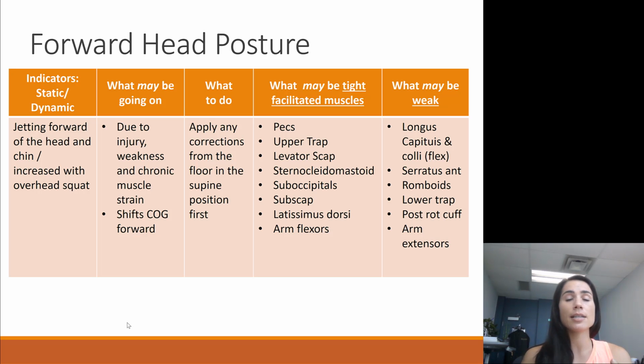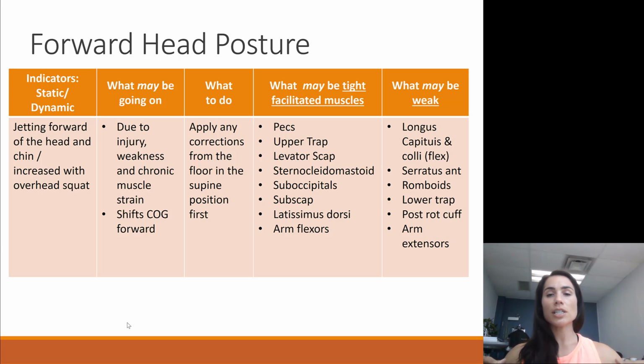They could have tight pecs, they could have the upper trap or levator scapula that's really tight. Any of those neck muscles, including the sternocleidomastoid, which is my favorite muscle, by the way, might be tight. Latissimus dorsi. So essentially, thinking through those upper posture muscles, the neck and the upper back, any of those muscles potentially could be tight.